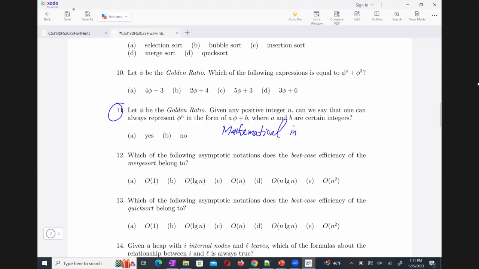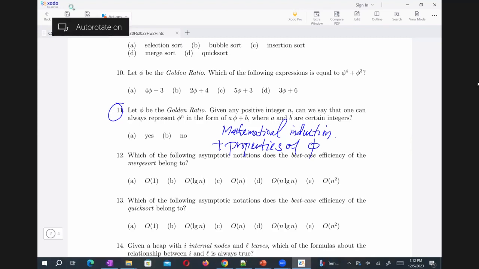Induction. Okay, to view the answer, and that definitely plus the properties of golden ratio phi. Okay? So with these two things, we can get an answer. All right?